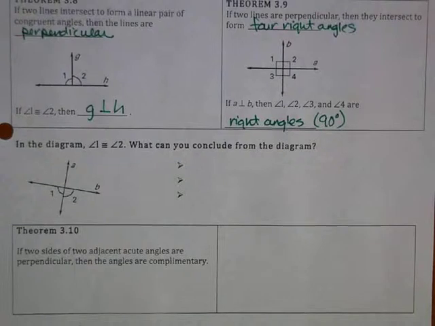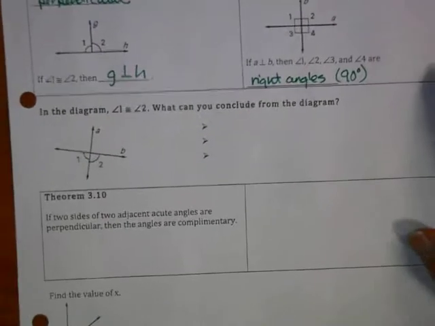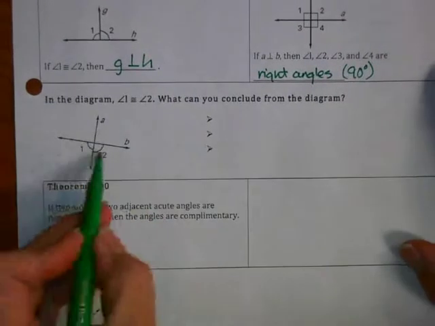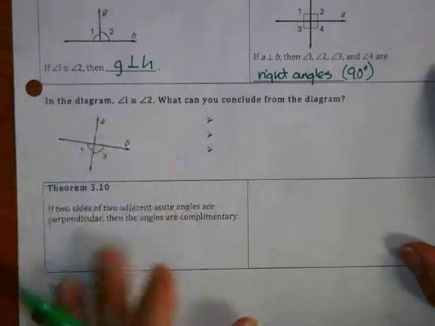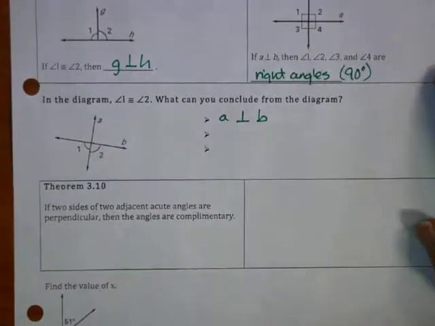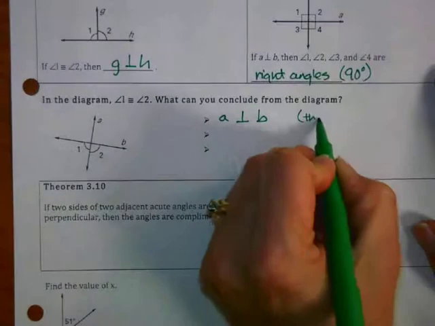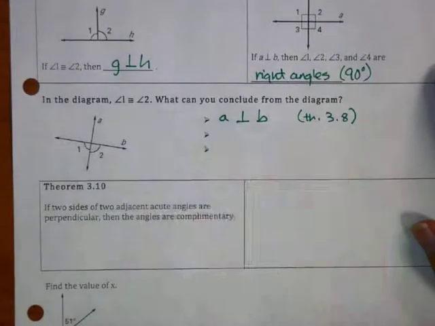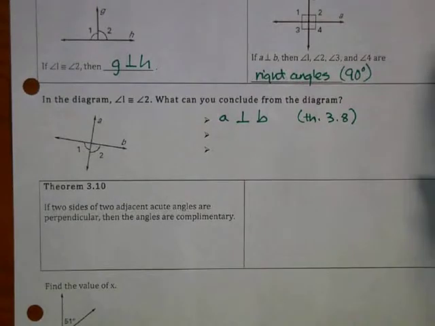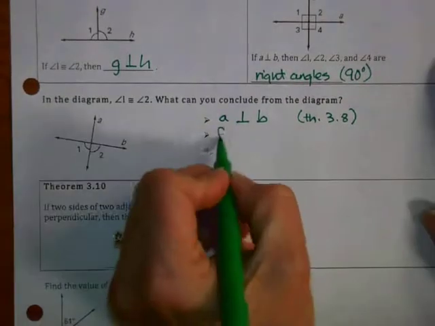All right, in the diagram, angle 1 is congruent to angle 2. What can you conclude from the diagram? We could say they're what? Not parallel, but yes. If we're told that these are congruent, based on theorem 3.8, we could say that A is perpendicular to B. If you want to put in parentheses here, theorem 3.8, that's fine. What? They form 4 right angles. Very good.